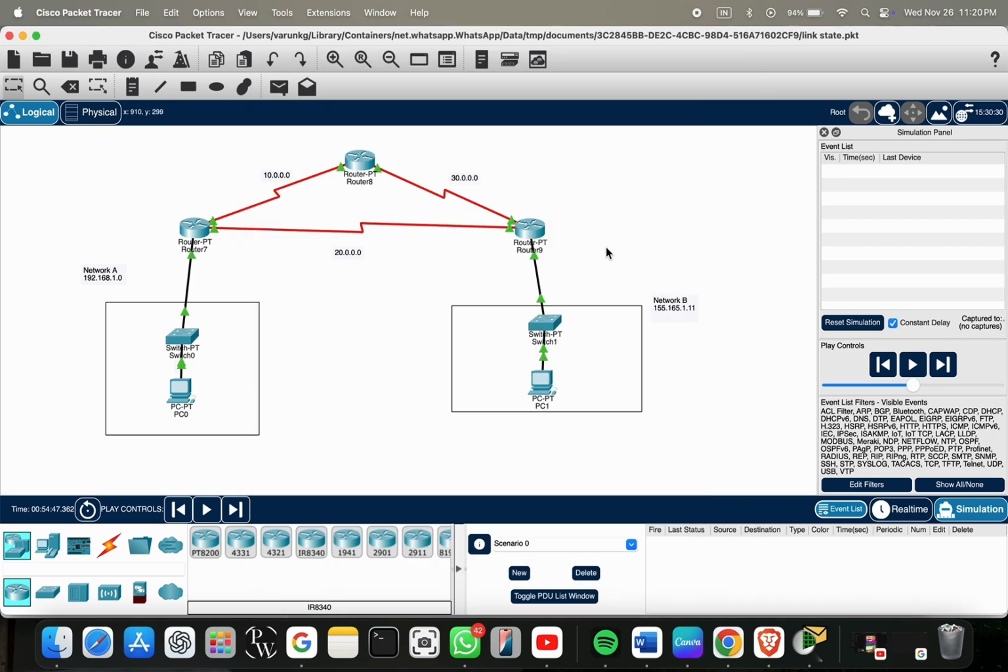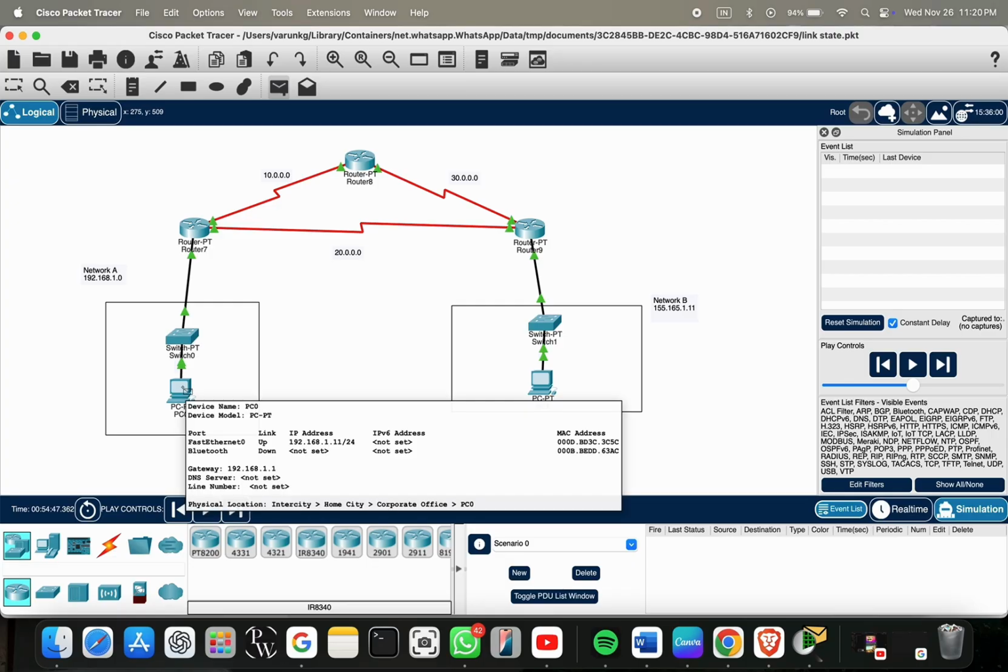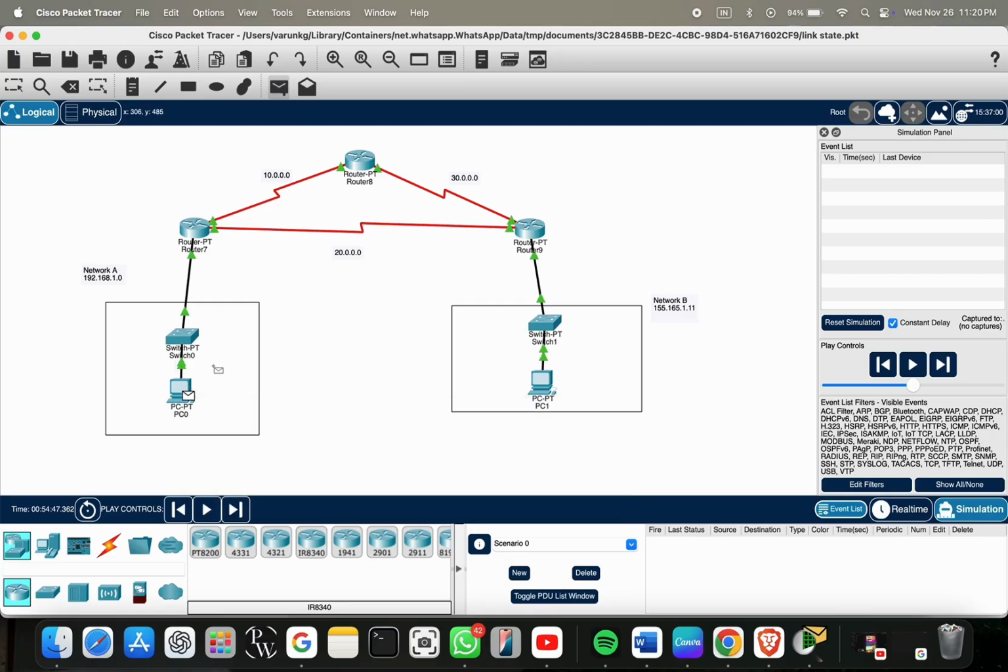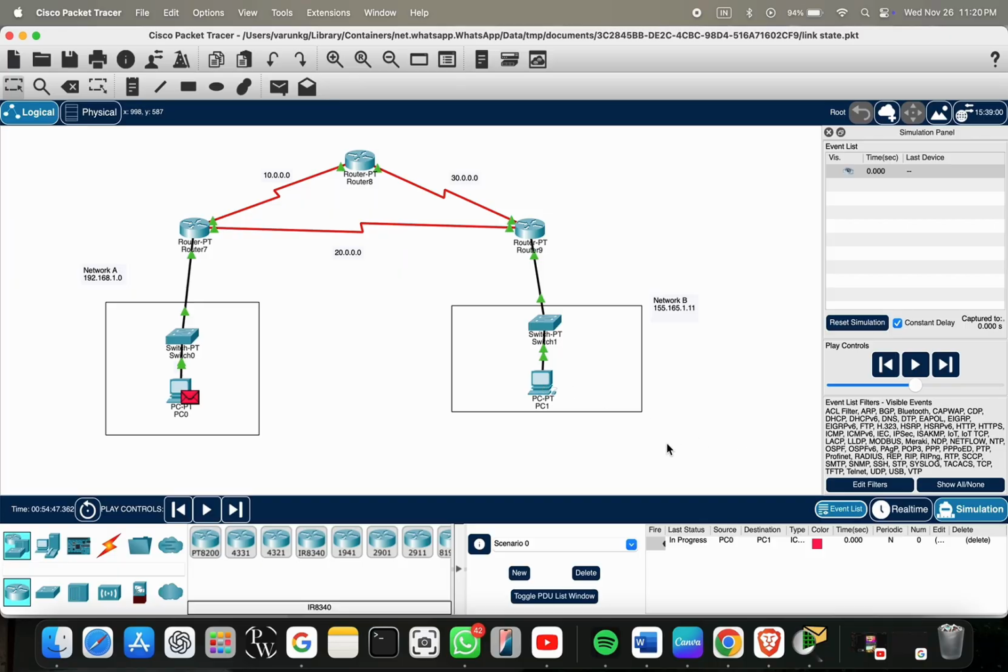So now let us start the demonstration. I am taking a message here. I will send it from PC0 to PC1. Now I will go to the simulation part. Now let us start the simulation.